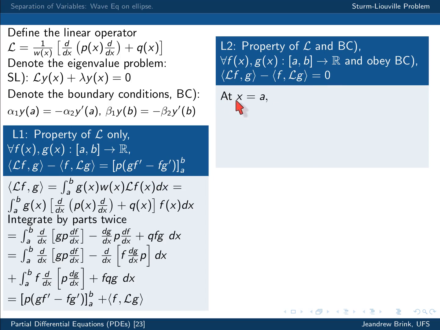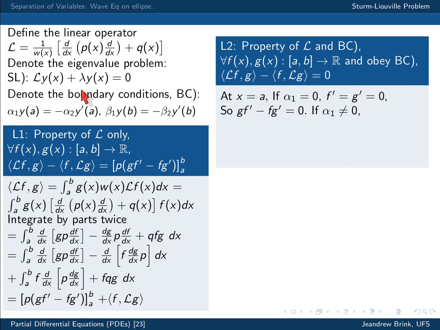Let's examine what happens at x equals a. So at x equals a, let us assume the case where alpha 1 is equal to 0. You immediately have that f derivative is equal to 0 and g derivative is equal to 0. So then this thing is 0 at a. And if you have the case where alpha 1 is not equal to 0, you can divide by it.